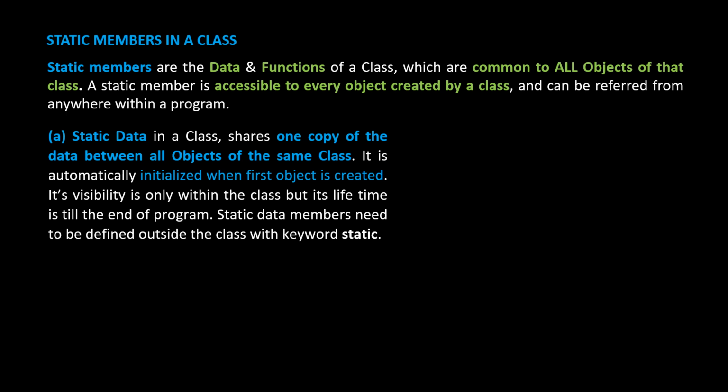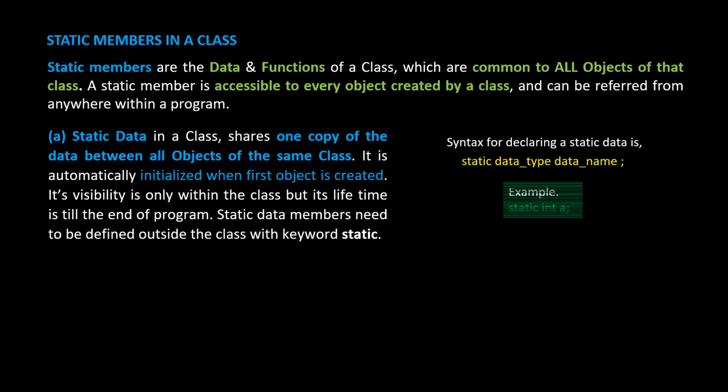It is automatically initialized when the first object is created. Its visibility is only within the class, but its lifetime is till the end of program. Static data members need to be defined outside the class with keyword static. Syntax for declaring a static data is static, data type, data name. Here is an example declaration of integer variable a, that is static in nature.